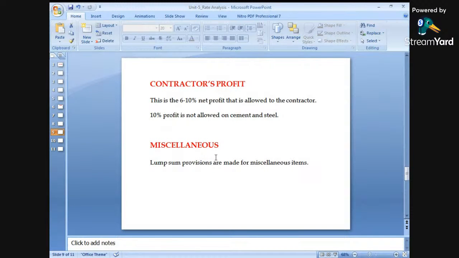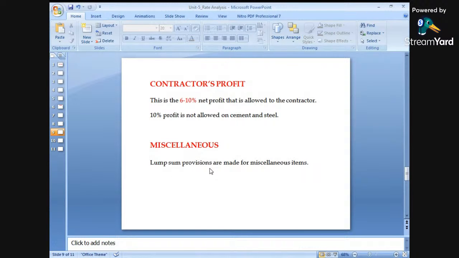Next is contractor's profit. Again, we have seen this. It is to be taken in the range of 6 to 10%. But the contractor's profit or the engineer's profit is taken as near about 10% of the total cost.